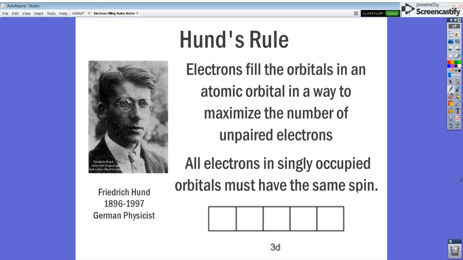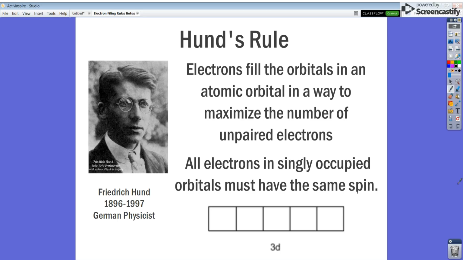Electrons do the same thing. So electrons fill orbitals in an atomic orbital in a way to maximize the number of unpaired electrons. And then all electrons in a singly occupied orbital must have the same spin. So it's either spin up or spin down.